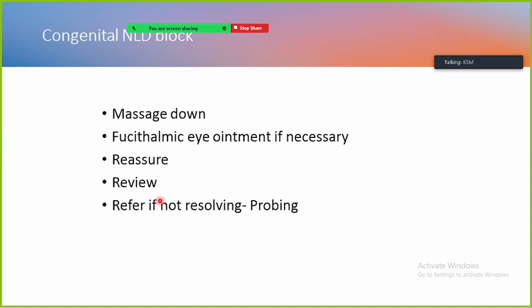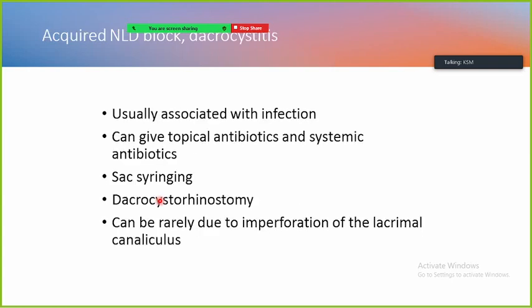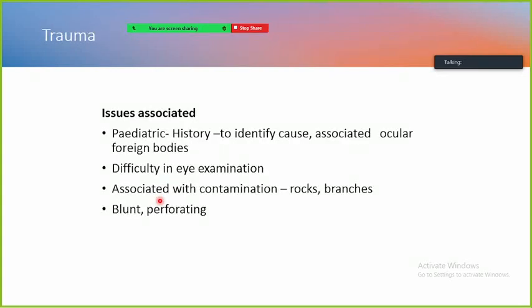So generally, congenital nasolacrimal duct block, massage it down. You can add an eye ointment if necessary. Reassure if it is the cause, then review regularly. If not resolved by the age of 1 year, you have to do the probing, and then sometimes you have to do surgery as well. And sometimes it might be associated with an acquired block, and it can give rise to infection. And so the treatment might be surgical.